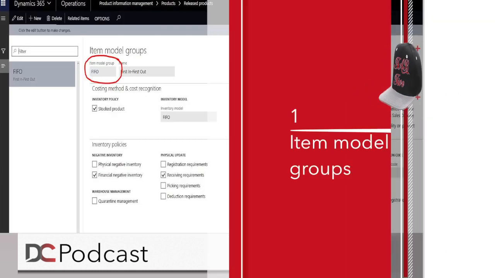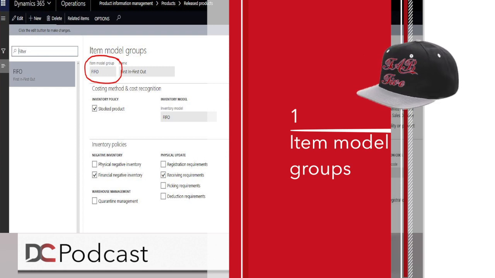We're going to talk about the 5 most important setups on an item for inventory costing. Number 1, and if somebody tells you this is not number 1, punch them right in the nose, because they don't know what they're talking about. Item model groups. This is a setup where we dictate whether or not something even goes into inventory. So I would say it's the most important.